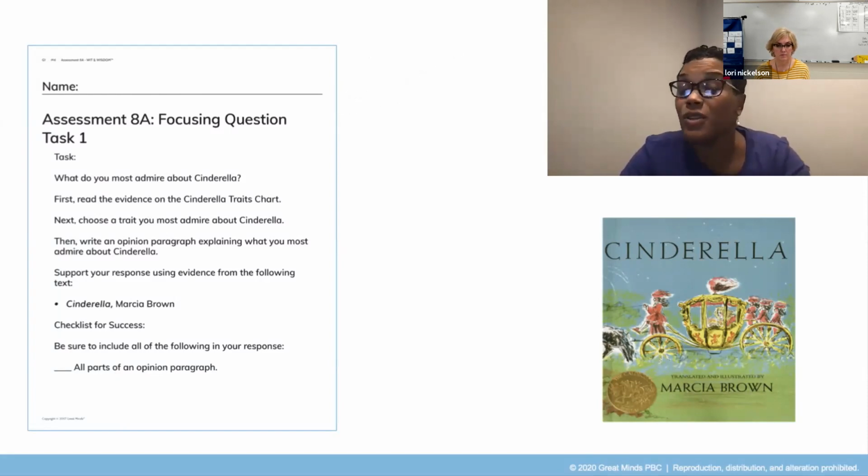Now I want you to look at the focusing question that you are going to be answering in your opinion statement. I'm going to read it again. What do you most admire about Cinderella? So today you are going to get ready to write a paragraph on what you most admire about Cinderella. You're going to start your paragraph by deciding what information you want to include. You will also practice sharing what you want to write with your learning partner.